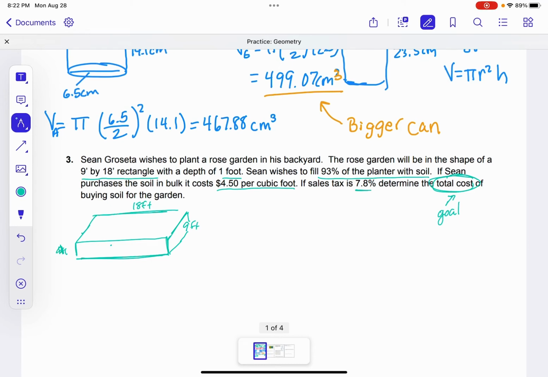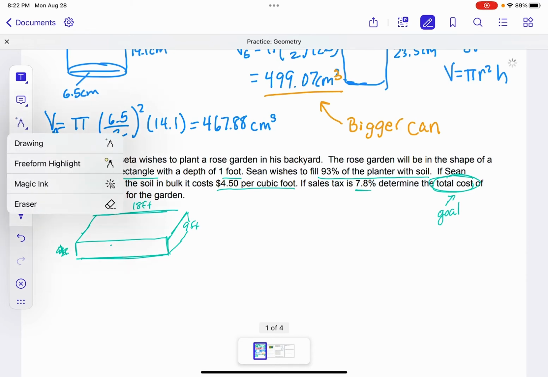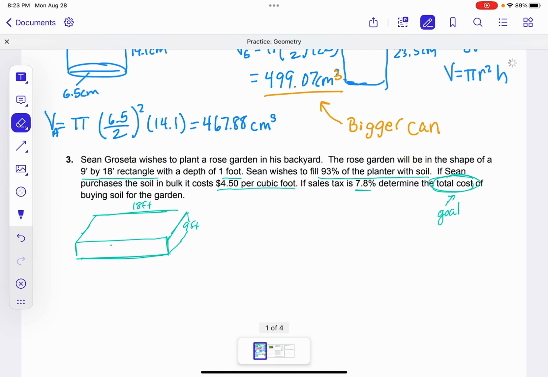Oops, that was supposed to be a 1 foot over there, and it didn't write. So let's erase that and go back to the marker, 1 foot. But we're not filling it all the way. We're gonna fill 93%. And then we know the cost is $4.50 per cubic foot. And then we got tax at 7.8%.